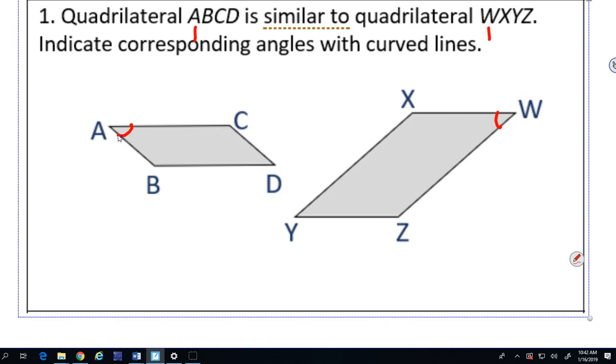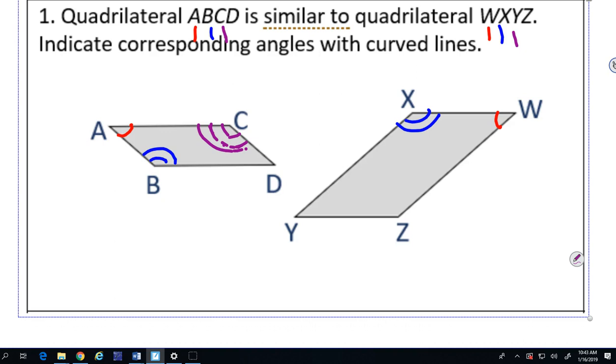So A goes with W, and then B over here is going to go with X. So B, you would have two curved lines, and X, you would have two curved lines. When you're in doubt, if they give you the name of the shape with the letters, you can go by the letters to figure out which ones go together. So which angle goes with C? Yeah, C goes with Y. We can see from the picture, we can figure it out, and we can also see it from what's given for naming the quadrilaterals.